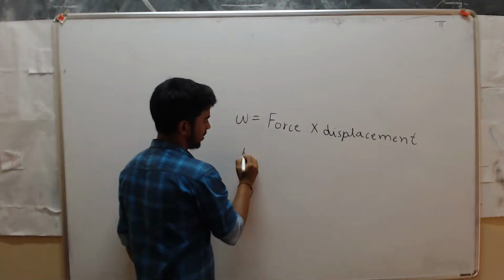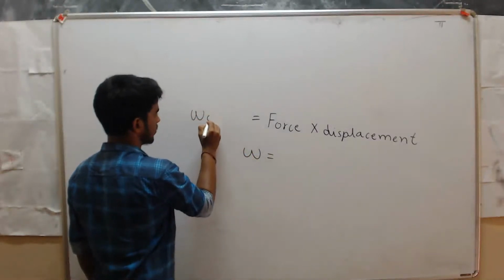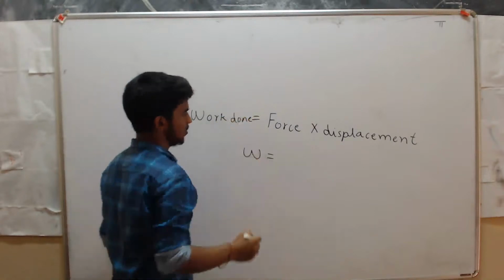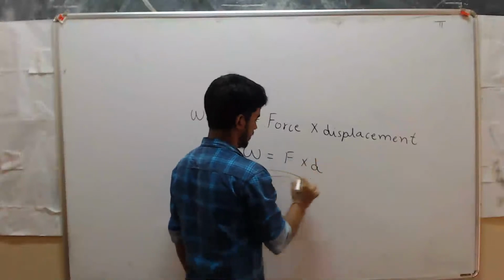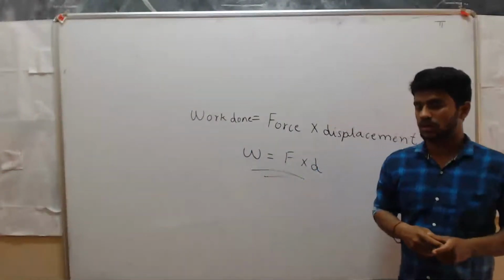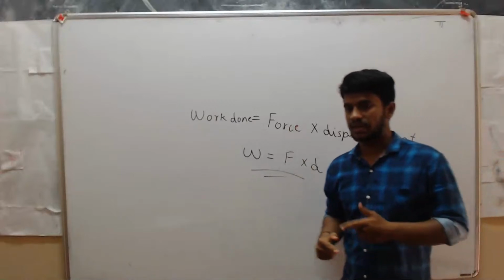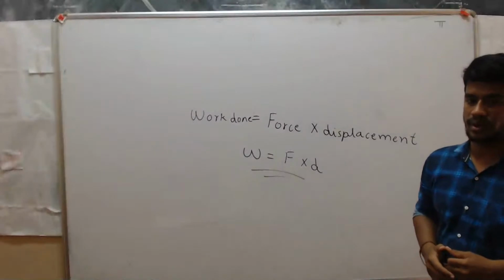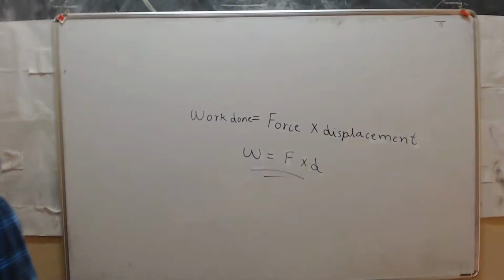In short form we can write W is equal to force into displacement. For example, if you want to calculate the work done on an object, if you know the applied force and the displacement covered by that object, then we can calculate work done. Now, what is the SI unit of work done?